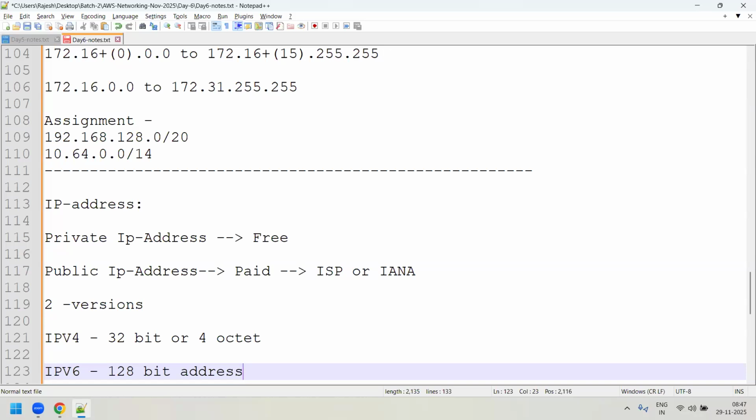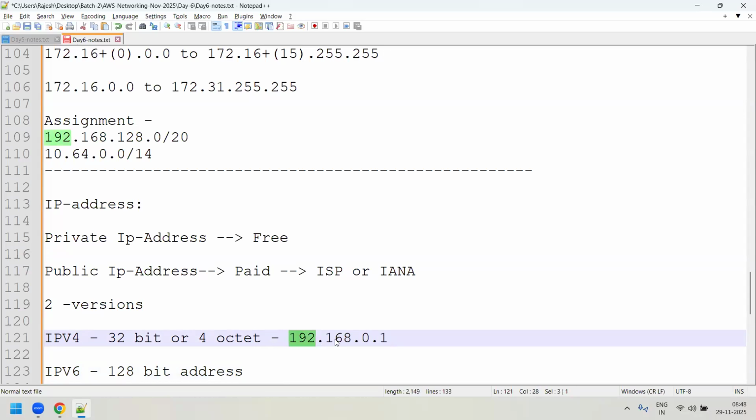Now we know that an IPv4 address is a 32-bit address, and whenever you see any IP address, it will be 4 octets like this. Each one is 1 octet, and 1 octet is nothing but 8 bits, so it will be 32 bits. This is how it is represented. Whenever you see an IPv4 address, it is in the dotted notation X.X.X.X.